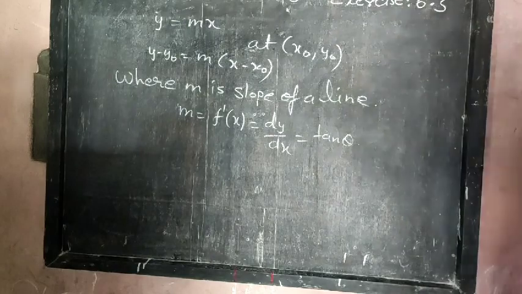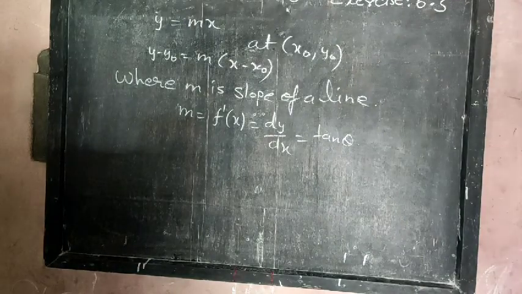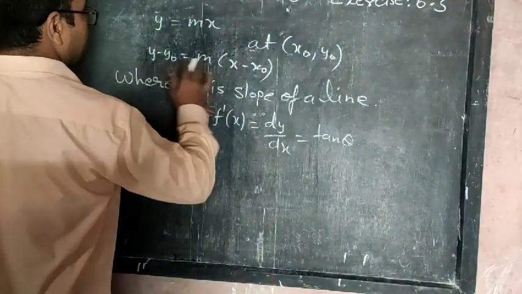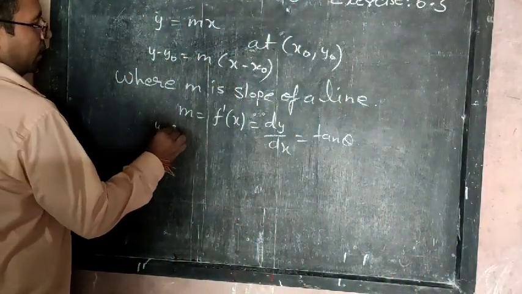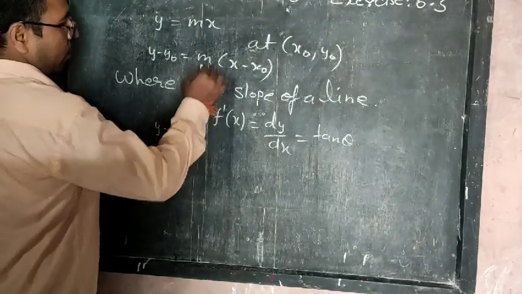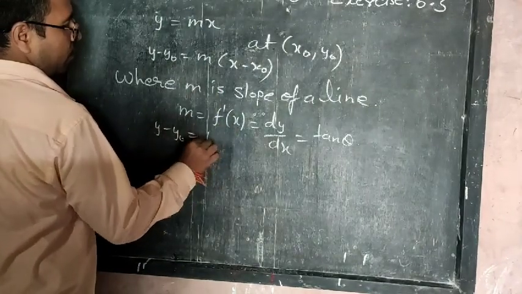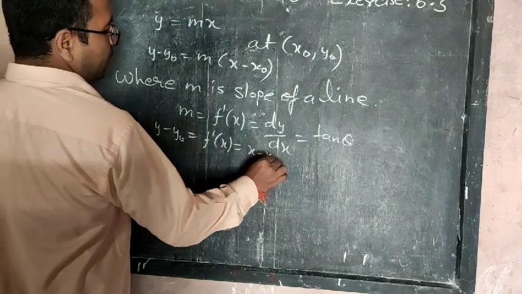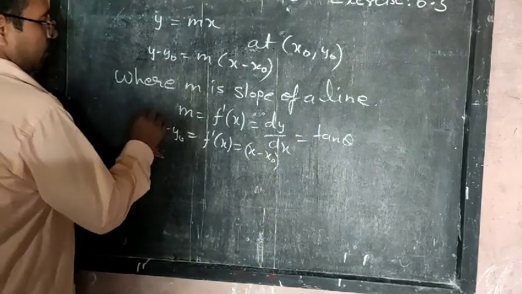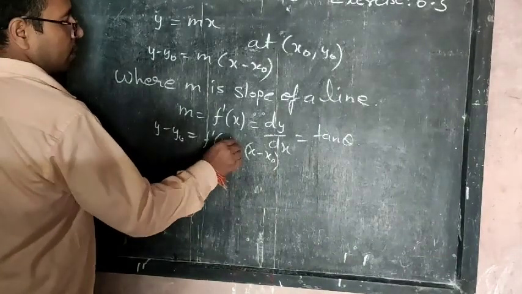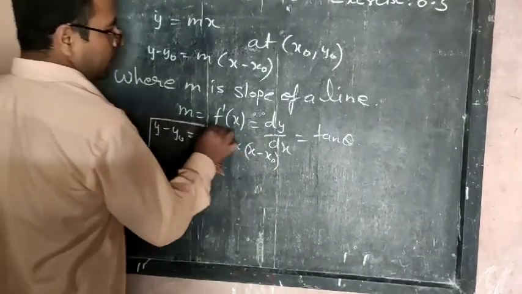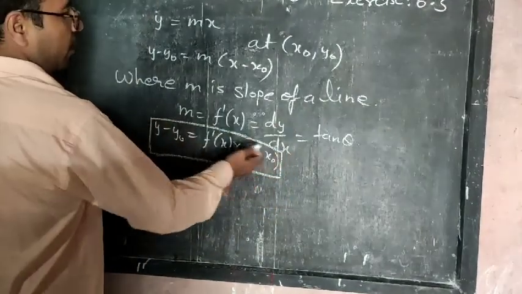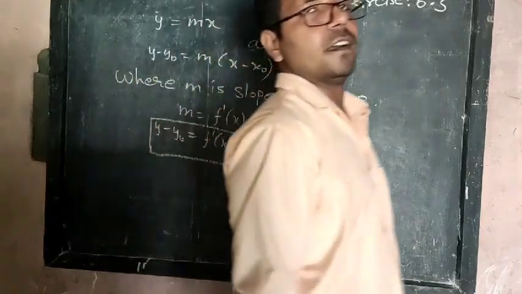So now students, up to here it is clear. If you are using these things here, these equations will become y minus y naught is equal to m, and m is f dash x, so we put f dash x into x minus x naught. So it is in the form of differentiation f dash x, or we can put dy by dx, or tan theta also.